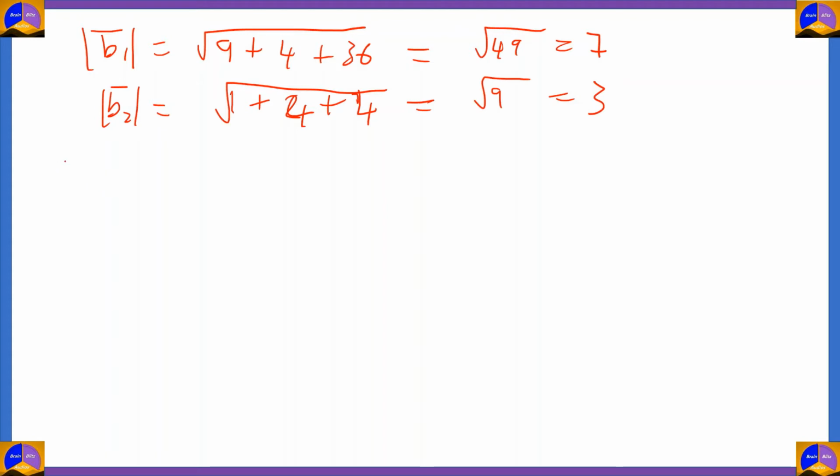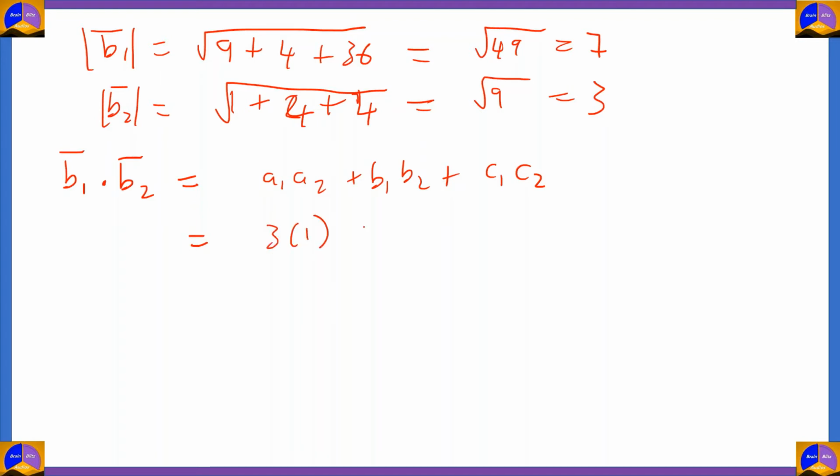And let's calculate the dot product of b1 and b2. So b1 dot b2 can be calculated by using the formula a1 a2 plus b1 b2 plus c1 c2. a1 a2 are the components of i, b1 b2 are components of j, and c1 c2 are components of k from both vectors b1 and b2. So that will be 3 times 1 plus 2 times 2 plus 6 times 2, which will be 3 plus 4 plus 12. 12 plus 4 is 16. 16 plus 3 is 19.